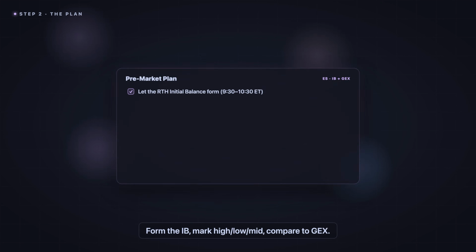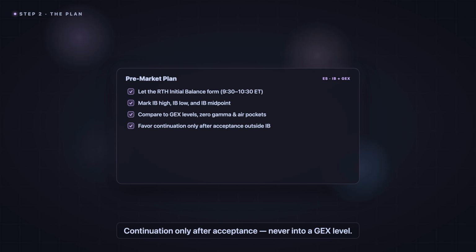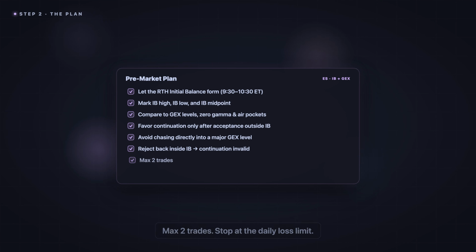Let the RTH initial balance form from 9:30 to 10:30. Mark IB high, IB low, and IB midpoint. Compare those levels against GEX primary levels, 0 gamma, and nearby air pockets. Favor continuation only after acceptance outside the IB. Avoid chasing directly into a major GEX level. If price rejects back inside the IB, the continuation idea is invalid. Max 2 trades. Stop after the daily loss limit.